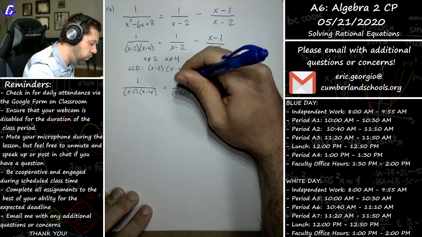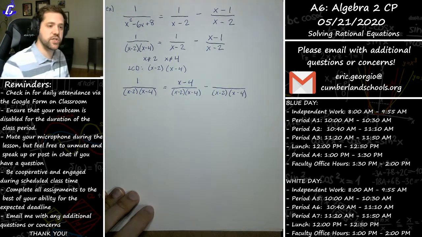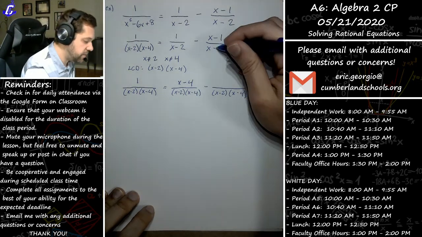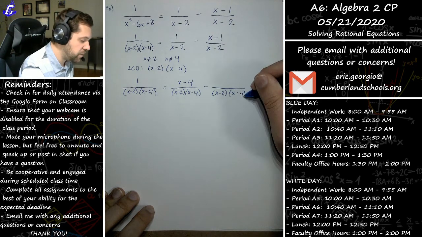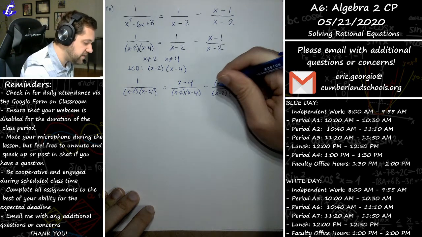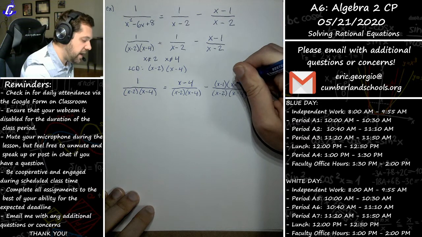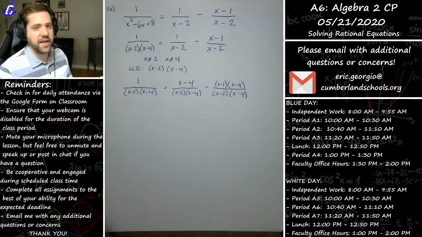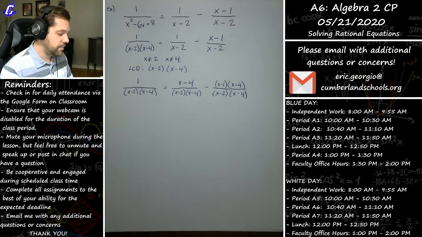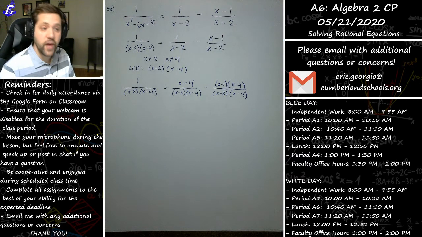So I'm going to take 1 times x minus 4 in the numerator. It's just x minus 4. What do I need to multiply this by to get this? Again, we're missing the x minus 4, so I'm going to take the x minus 1 that's already there, and I'm going to have to do a little bit of distributing with the x minus 4. Any questions up to this point? I'll pause for a moment.